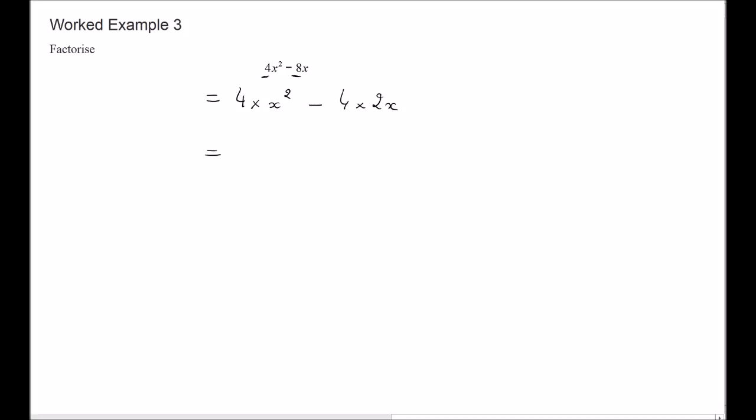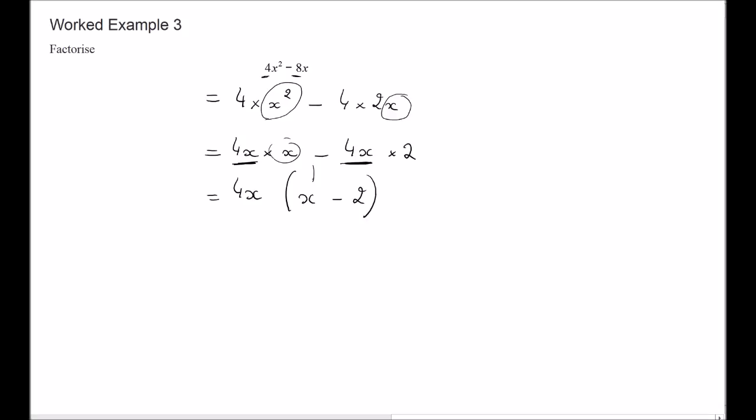But now, I have a bit of a problem, or something I see. They don't only have coefficients in common, they also have letters in common. So here I have x squared, and there's an x. So I can actually also put that outside my bracket. So this here is going to be 4x times x. And this is here, because x is my highest common factor of x squared and x. So this is going to be 4x times 2. So I'm going to have 4x times x minus 2, because 4x they have in common. And I need to put 2 here, like that, and it's negative 2.